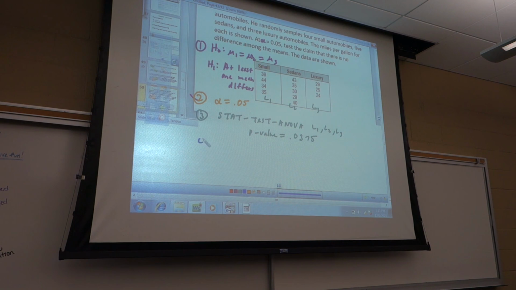Okay. So step 4, I don't have a picture. So now in step 4, I have to say why. I have to compare things. So I'm going to compare my p-value, 0.0375. And what was my alpha again? 0.05, but I need to have the same number of decimal places. Yep, that's my alpha. Which one's bigger? Everyone find the bigger one.